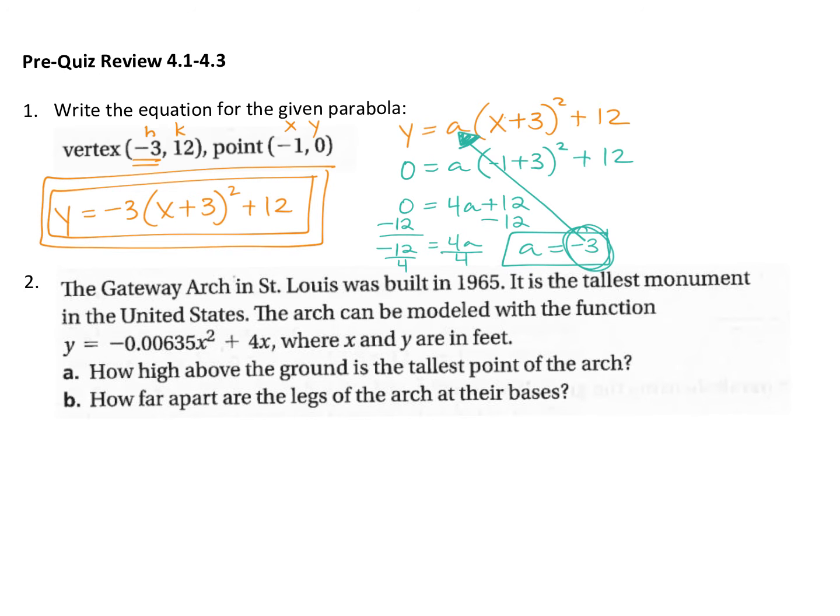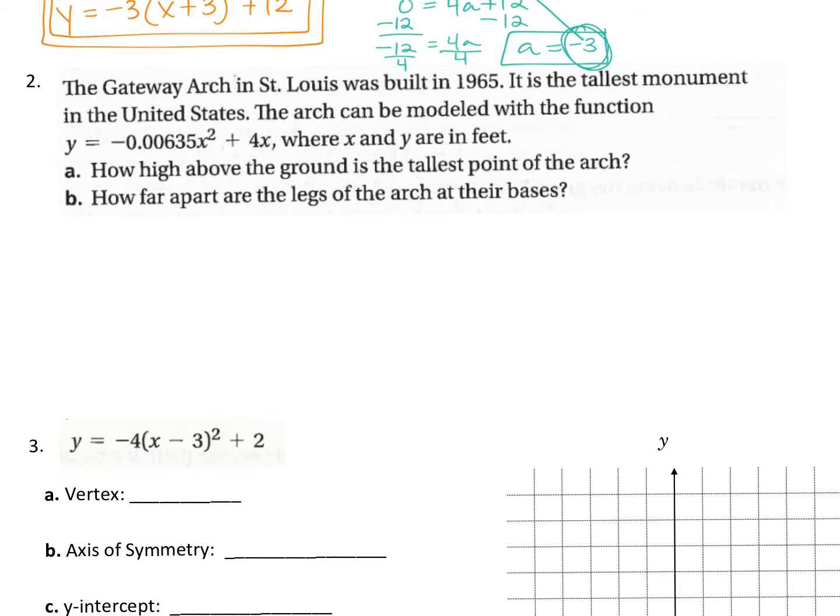Okay. Number 2, it's talking about the Gateway Arch in St. Louis, and it says the tallest monument in the U.S. arch can be modeled with this function. X and y are both going to be in feet, so it says how high above the ground is the tallest point, and how far apart are the legs of the arch at their bases. Oh, there was a picture for this. Just kidding, no picture. Instead, it's saying how high above the ground is the tallest point.